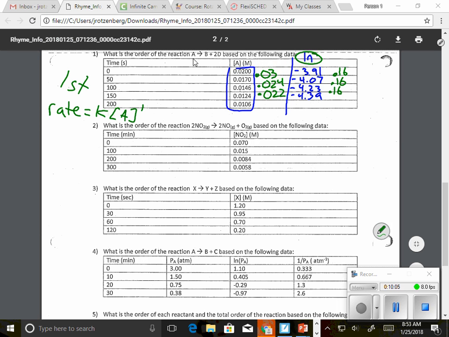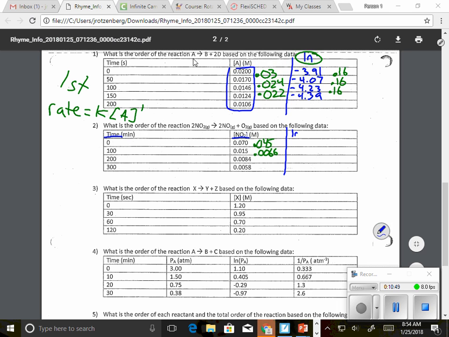Going from 0.070 to 0.015 would be a change of 0.045. Going from 0.015 to 0.0084 would be a change of 0.0066. After 2 trials, I can tell right away that this is not a linear change. And if that's not a linear change for concentration versus time, it can't be zero order.